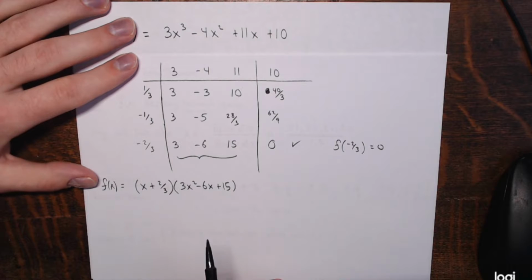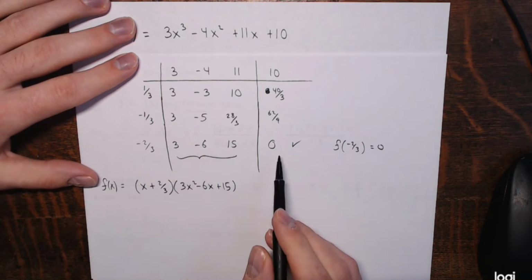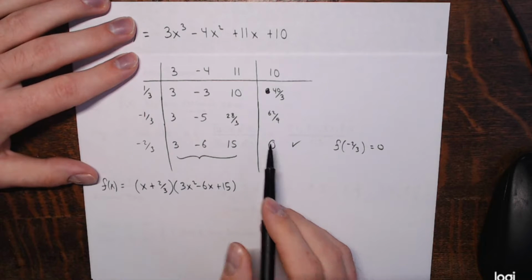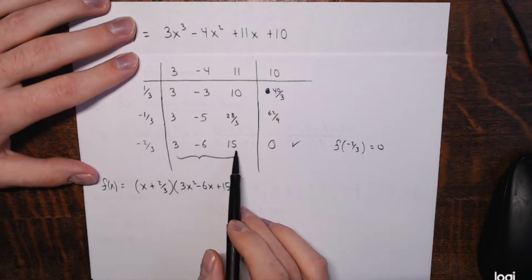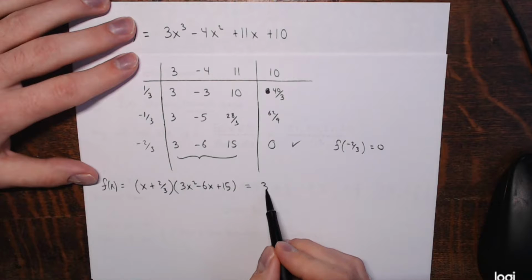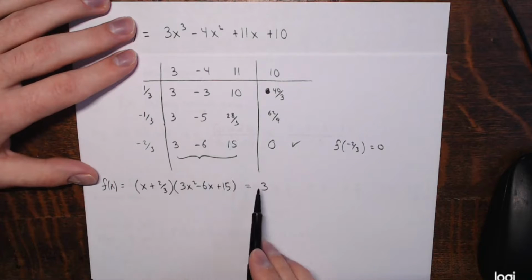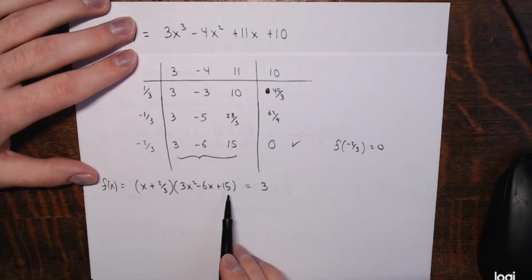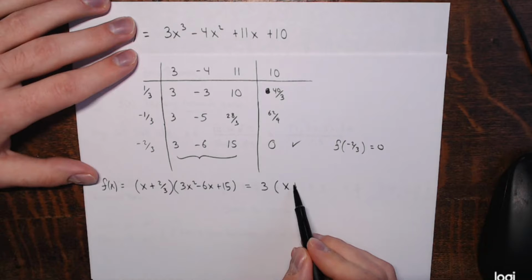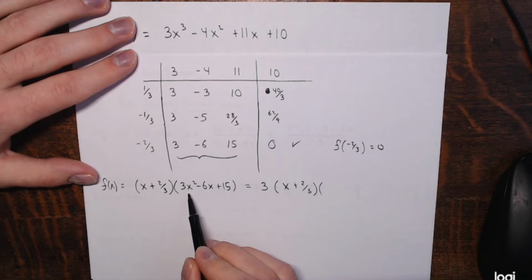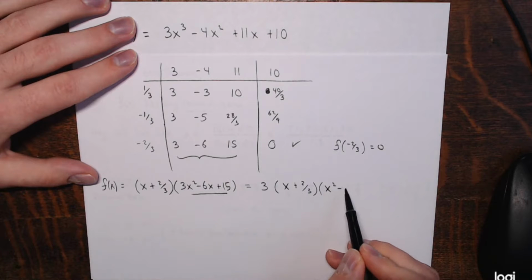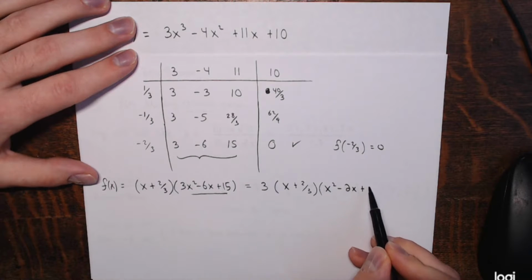And you're going to notice this with fraction zeros when you do synthetic division. If a fraction is a zero for a polynomial with integer coefficients, you're going to notice that the quotient coefficients all have a common factor. Like all these have a common factor of 3. So I'm going to pull that out. That's the lead coefficient of the polynomial too. So I pull out the factor of 3, and then we have times x plus 2/3. And then when I pull a factor of 3 out of this quadratic, we'd have x squared minus 2x, and then plus 5 left over.